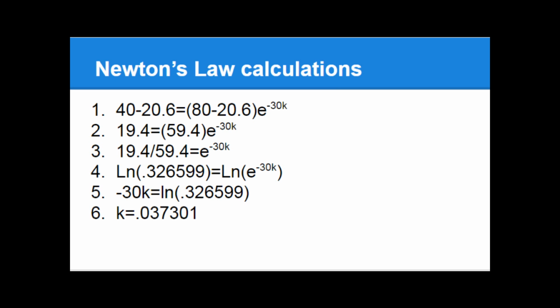Here are the calculations for the Newton's law of cooling problem. In step 1, we plugged in all of our known values. In step 2, we simplified the expression from step 1. In step 3, we divided both sides by 59.4. In step 4, we took the natural log of both sides. In steps 5 and 6, we divided both sides by negative 30 in order to obtain the value for K, which is 0.037301.